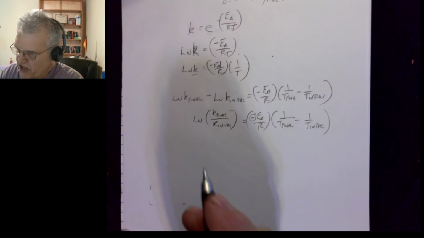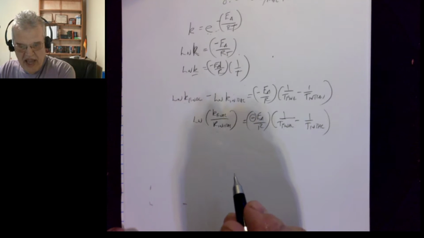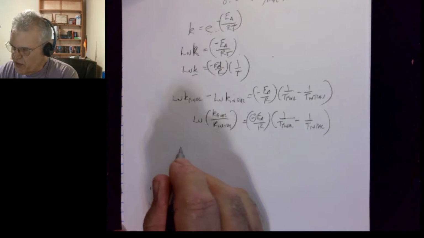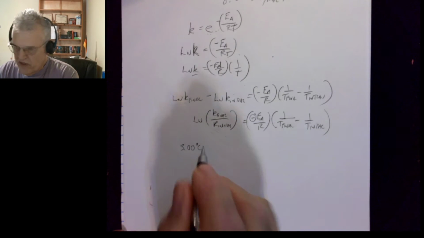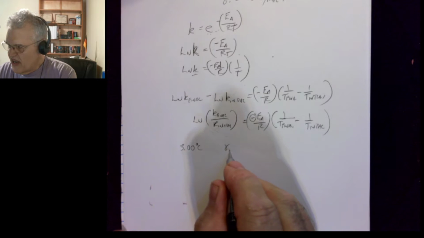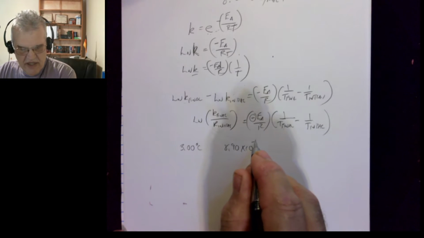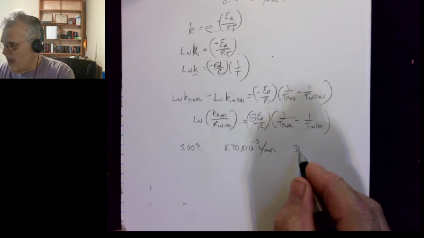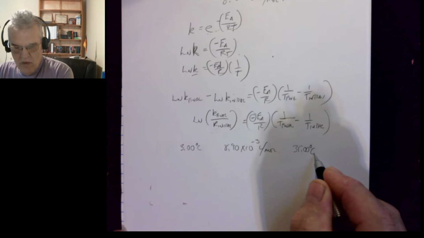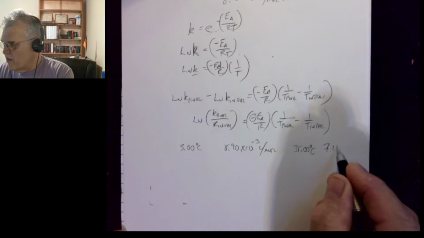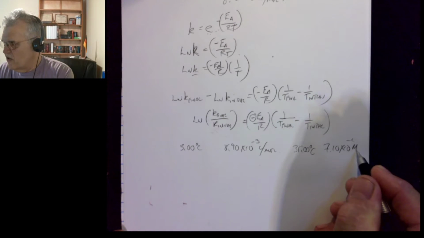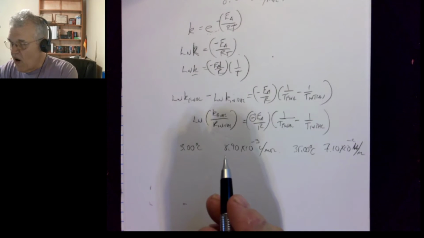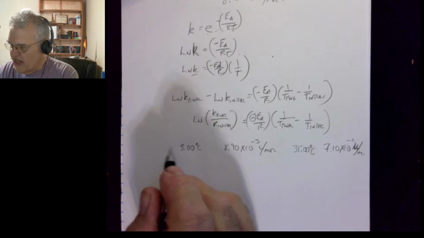So the example is in your handout. We have a second order reaction observed. Doesn't matter what the order is. The rate constant at 3 degrees Celsius was found to be 8.90 times 10 to the negative 3 liters per mole, and then at 35 degrees Celsius, it was found to be 7.10 times 10 to the minus 2 liters per mole.